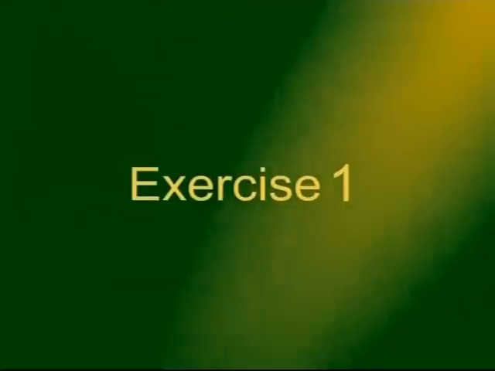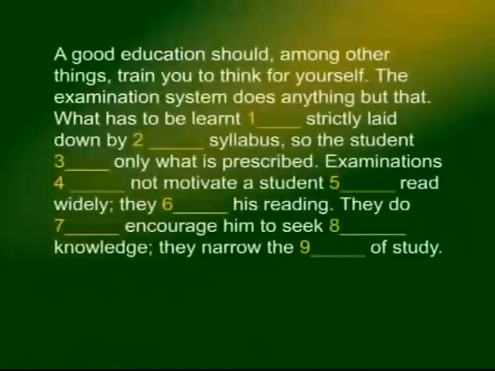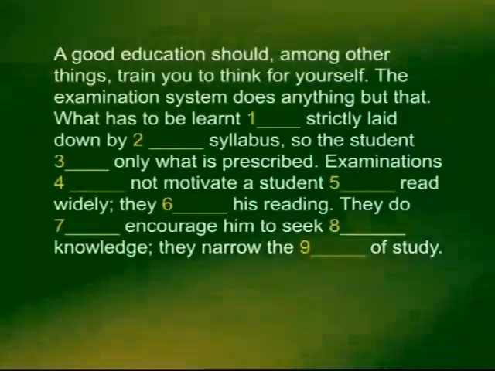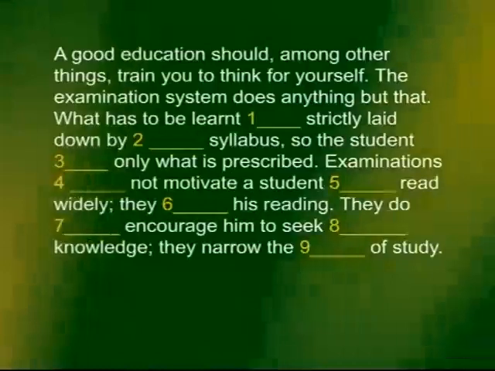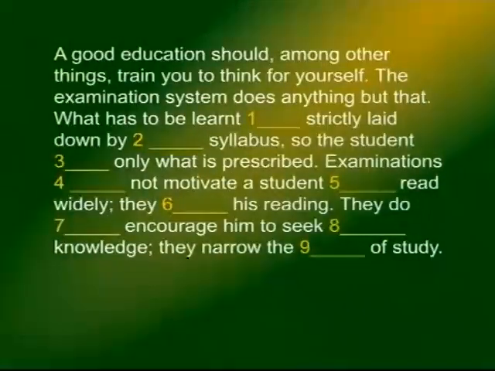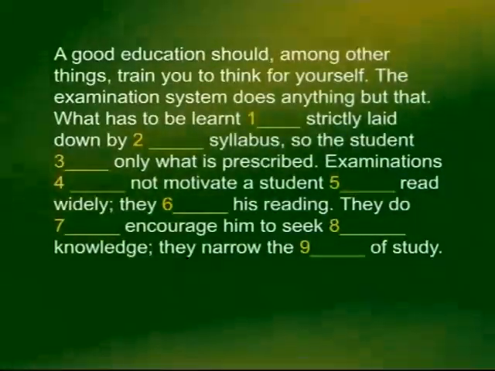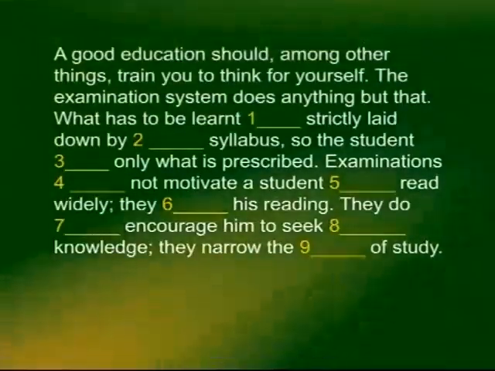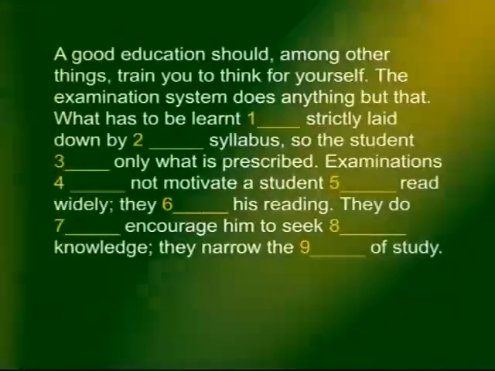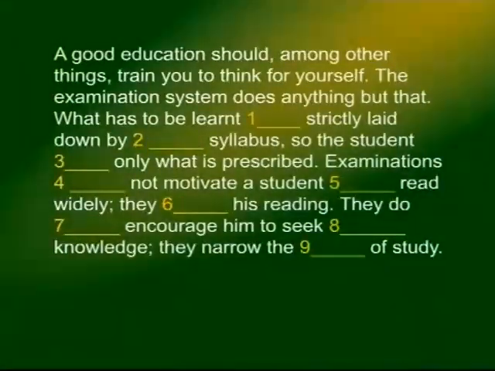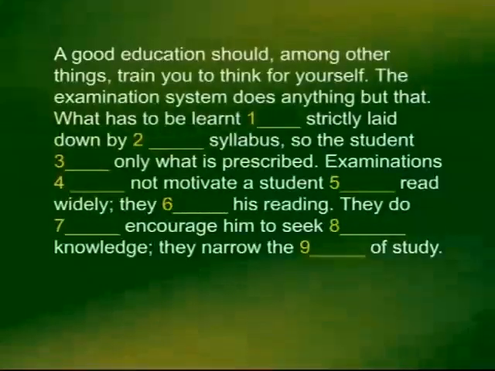Now look at the passage, exercise 1. Read it quickly, just glance through it. A good education should, among other things, train you to think for yourself. The examination system does anything but that. What has to be learnt? Now notice, there are more than 10 gaps. The first two sentences were without a gap.